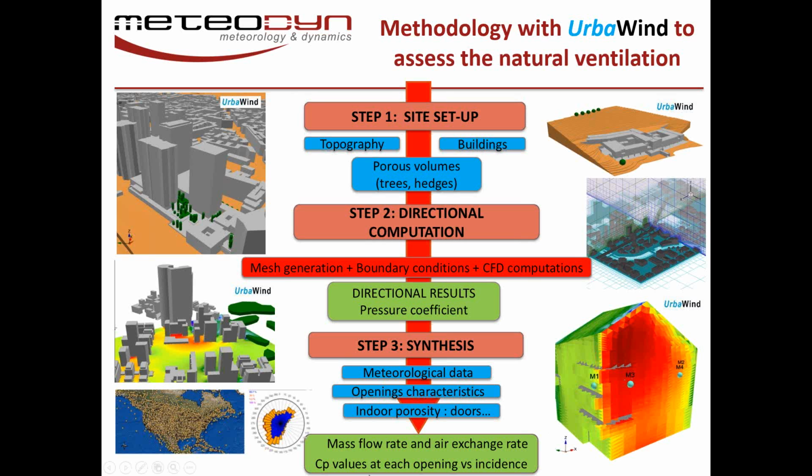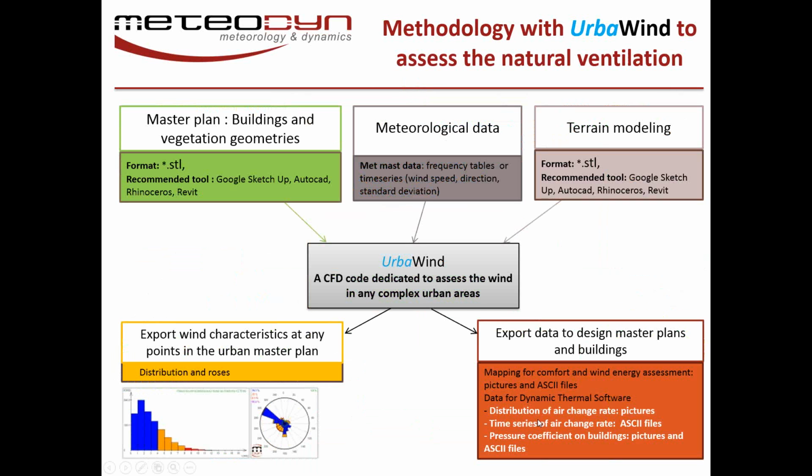From that, using the weather data and the characteristics of the openings, meaning the surface of the opening and the opening angle, you can get the mass flow rates in each room or at each opening. You can also get the CP value for each opening, for each incidence, depending on whether you are referring to the wind direction or to the normal to the openings.